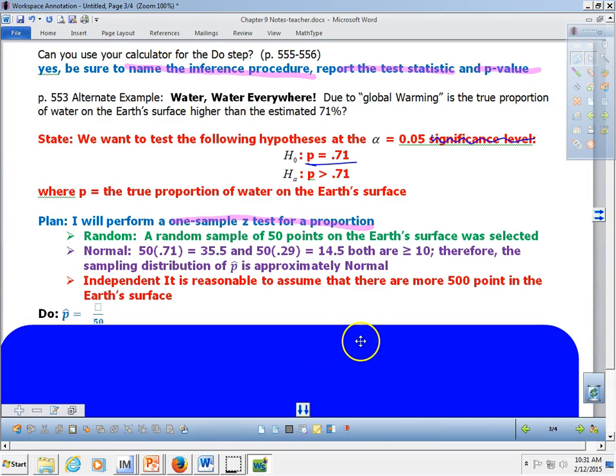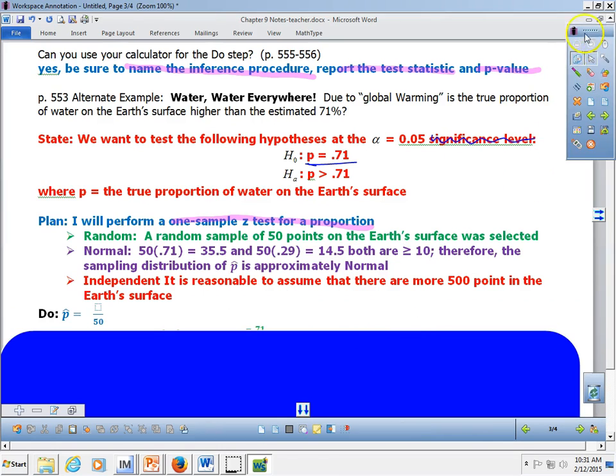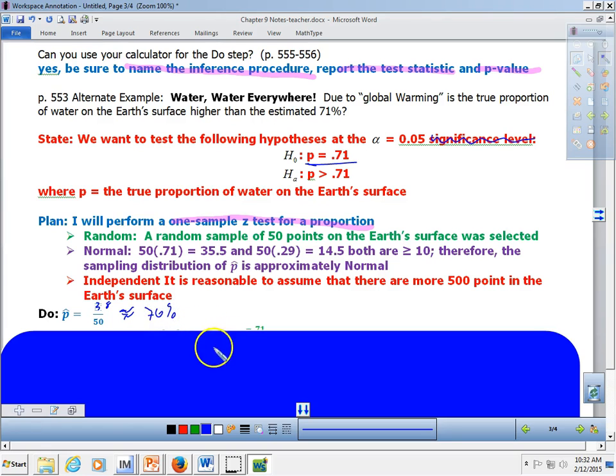All right. And that takes care of our plan step. Do. Okay? And let's say that they found 38 points that had water, right? And so let's write this in here. So you need to write out your P hat. My P hat is 38 out of 50, which is about, you divide 38 by 50, it's about 76%. Okay? Which is higher than 71%. So it makes sense to do a test, right?